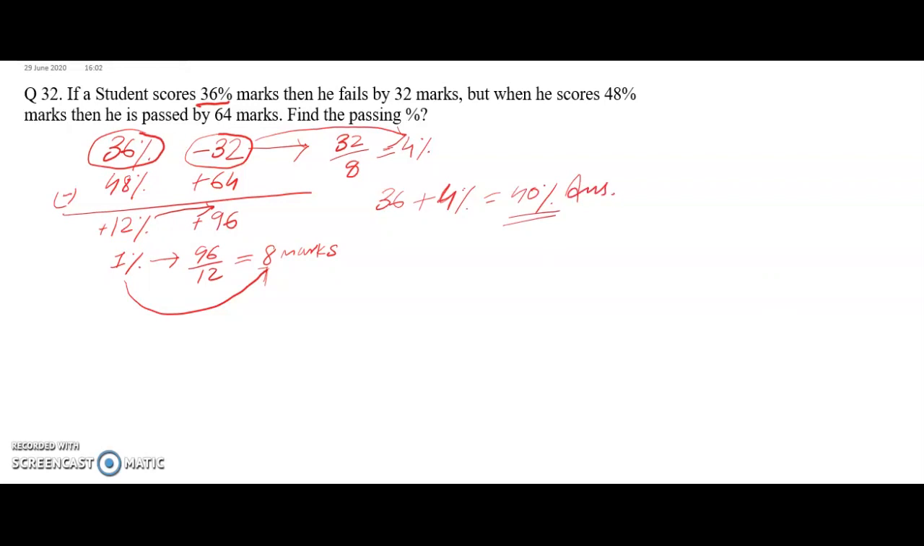And in this question, if we need to find out what is the maximum marks, so we can say 1% is 8 marks. So 100% will be how much? 100 into 8. So maximum marks will be 800.